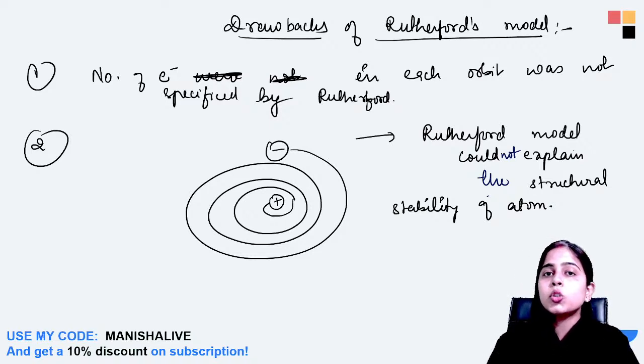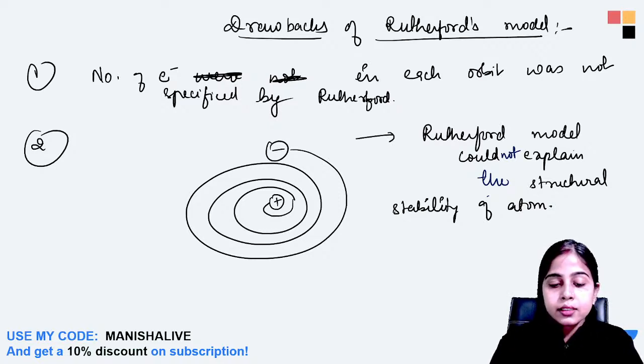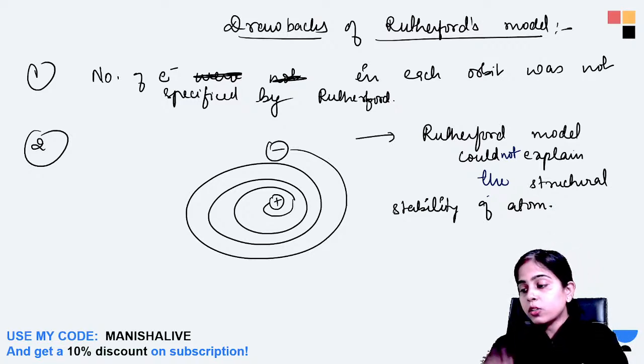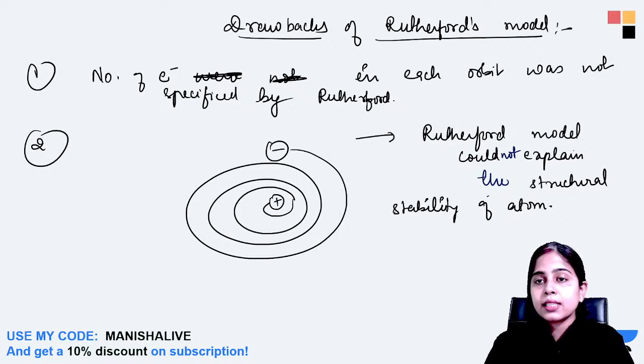So, these were the two drawbacks of Rutherford's model. First, he could not specify the number of electrons found in each orbit. Also, he could not explain the structural stability of atom. Why this atom is so stable, why the matter is existing, all these things he could not explain. Is it clear? Yes, Abhinav, he couldn't reason his hypothesis that he gave in the form of atomic model.